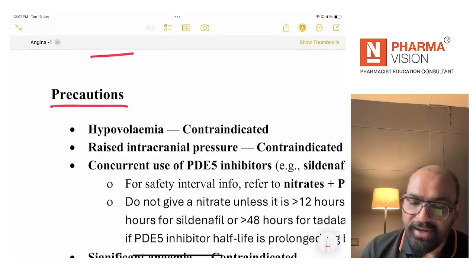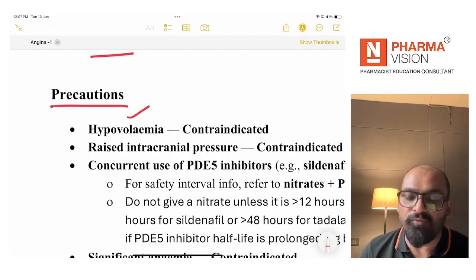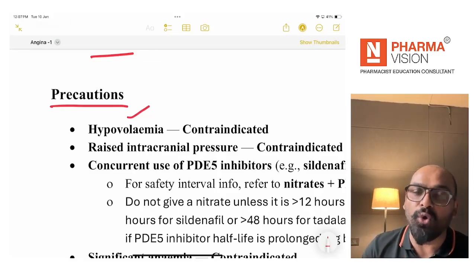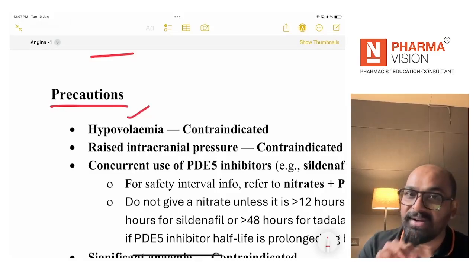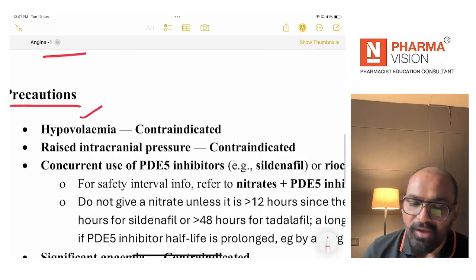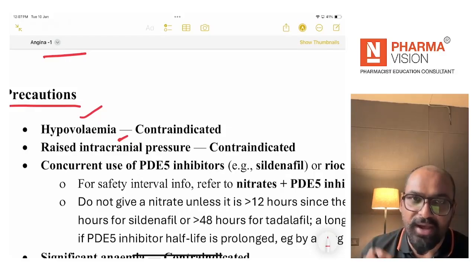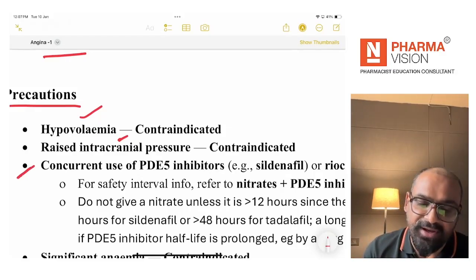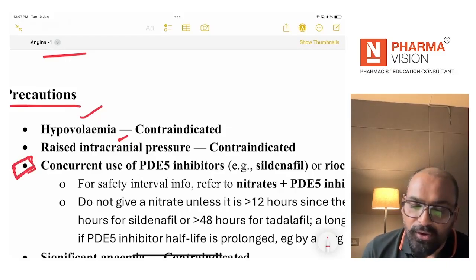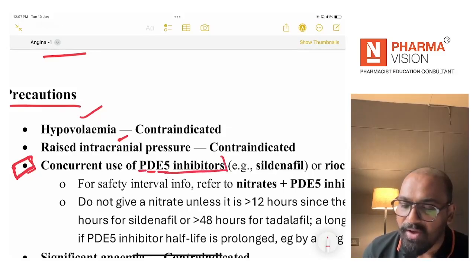Precautions need to be taken if the patient is hypovolemic, meaning volume is already low, such as a dehydrated patient. In that situation, we should not use this medication. It can also increase intracranial pressure, because vasodilatory medications can cause this kind of problem. This is a very, very important point. Another very important point is concurrent use of phosphodiesterase 5 inhibitors.